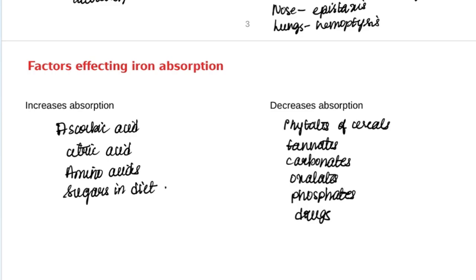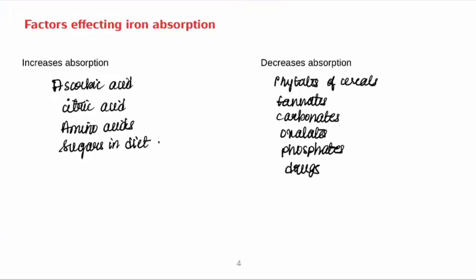So what are the factors affecting iron absorption? Factors which cause increased iron absorption are ascorbic acid, citric acid, amino acids and sugars in the diet. Factors which cause decreased iron absorption are phytates of cereals, tannates, carbonates, oxalates, phosphates and drugs.